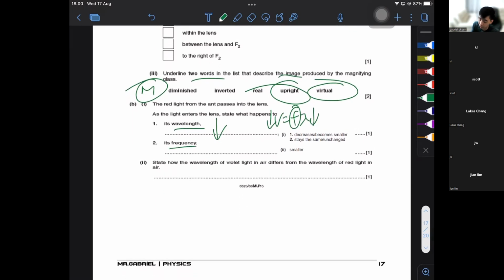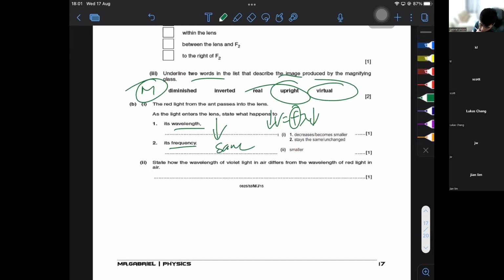Which leads us to the next question. They ask you what happens to the frequency. Frequency will always stay the same, regardless of whatever phenomena. Doesn't matter if it's water going through reflection, refraction, or diffraction, or light going through reflection or refraction, the frequency will always be the same. Very standard question, very standard answer. You must know how to write this.